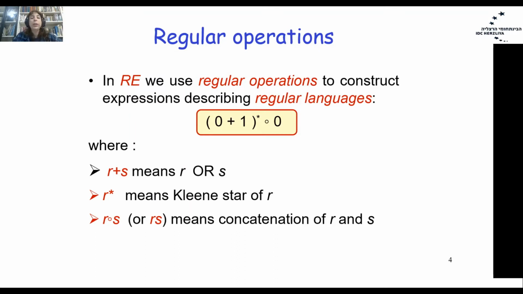The notation and the operations that we will use, the regular operations, are or, for which we will use plus notation. An additional operation is the Kleene star, and we can use a star operation. Another operation is concatenation, and we can write R concatenation S, but usually we just write RS without any dot notation in between. So let's look at an example. I am giving a language (0 or 1) star, concatenated with 0. So I'm talking about all the words ending with 0, basically, over the alphabet {0, 1}.